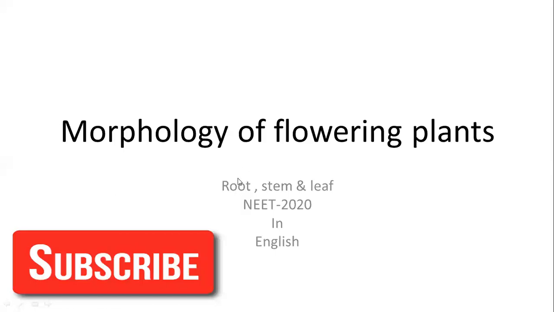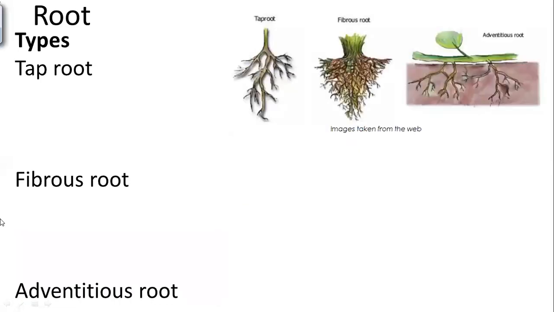So we'll start this chapter, Morphology of flowering plants, and in this chapter we'll study root, stem and leaves. First, when we go for morphology, we should know what morphology is. Morphology is nothing but the study of external features of any organism. Since we are talking about flowering plants, we are going to study the morphology of angiosperms. First we'll start studying roots.